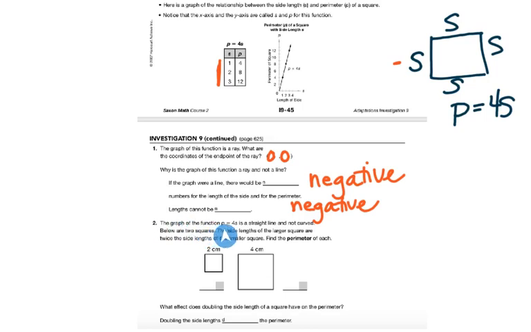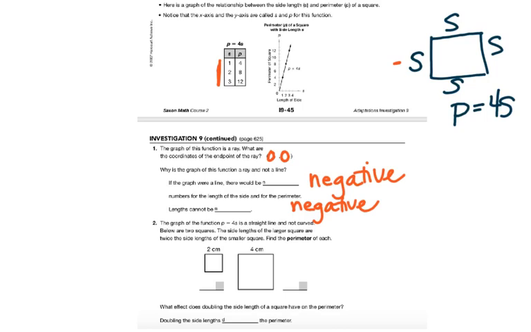The graph of the function p equals 4s is a straight line and not curved. Below are two squares. The side lengths of the larger square are twice the side lengths of the smaller square. Well, let's see. 2 centimeters, 4 centimeters. Yep, 4 centimeters is twice 2 centimeters. Find the perimeter of each.